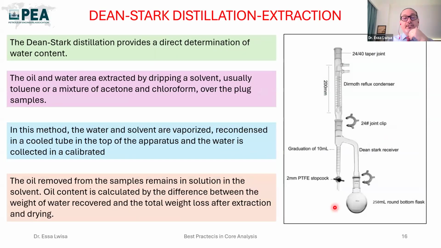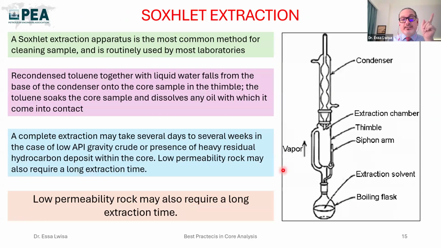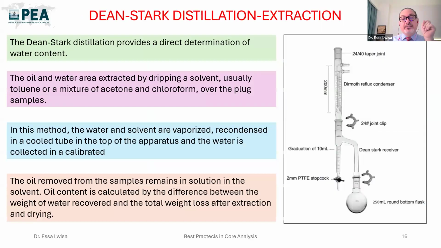Now in this picture, please look carefully. That is Soxhlet. Look carefully at this picture. That is the Dean-Stark apparatus. The difference between them: the sample will be placed here, and if you can see this measuring tube here, that tube will give you the volume of water. So from Dean-Stark, you can directly read the water saturation of the sample, and then after that, when you measure the pore volume of the sample, you subtract the water from the total pore volume, and you can calculate the oil saturation of the sample.